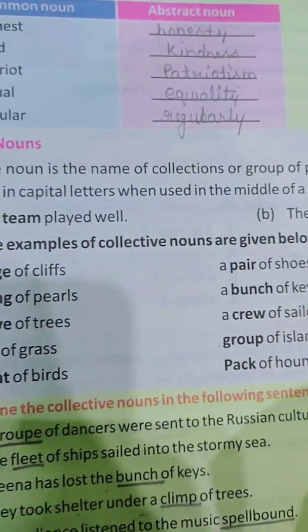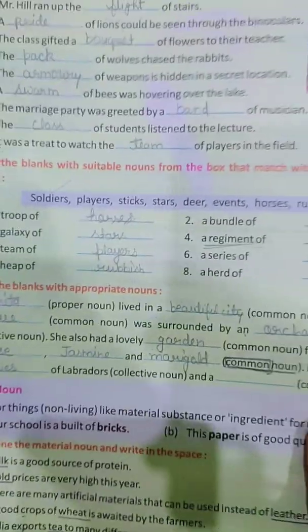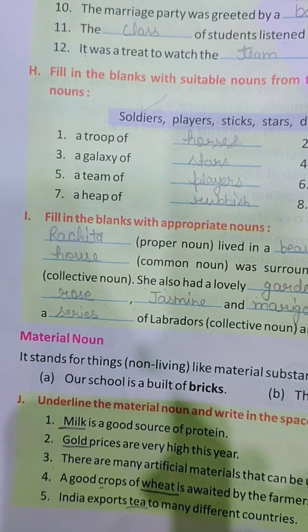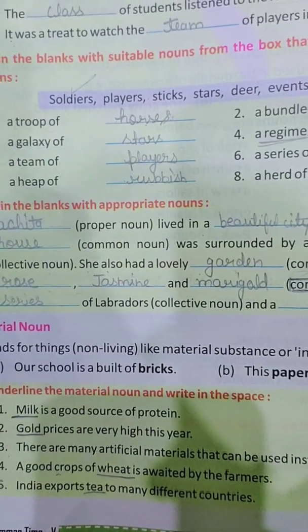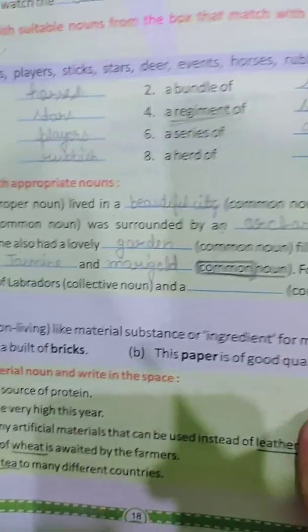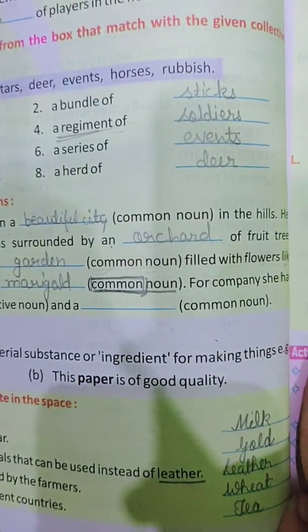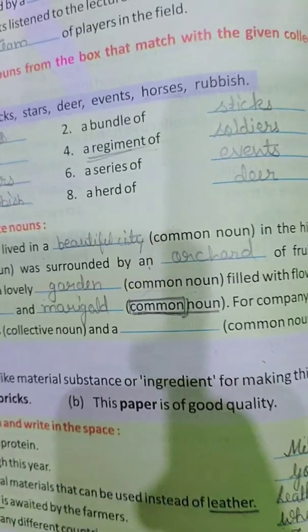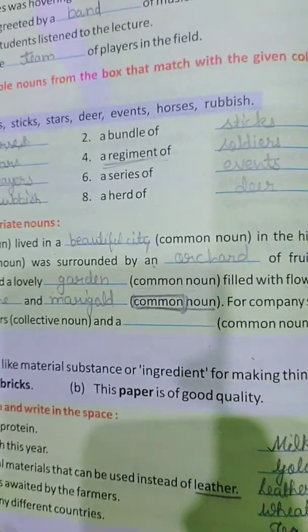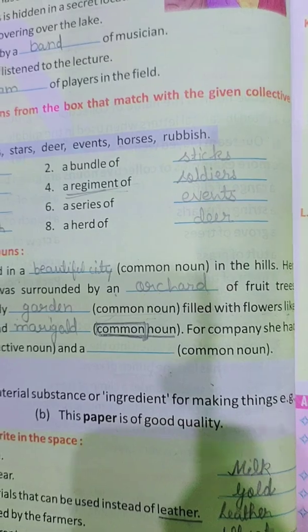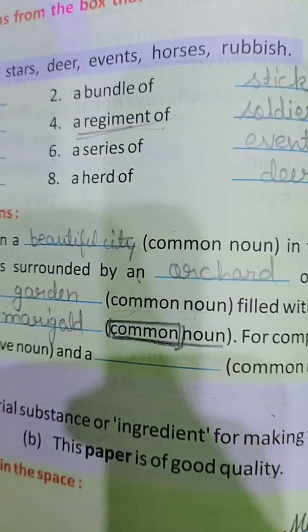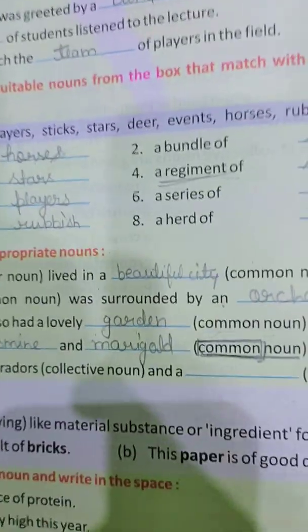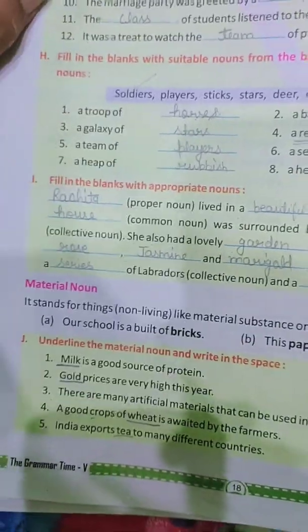The last type of noun is material noun. What is a material noun? It stands for things, mostly non-living things, like material or substances or ingredients for making things. Whatever material you see, paper, pen, chalk, duster, fan, tube light, door, window, knife, or other ingredients, these all are materials and will be called material nouns.